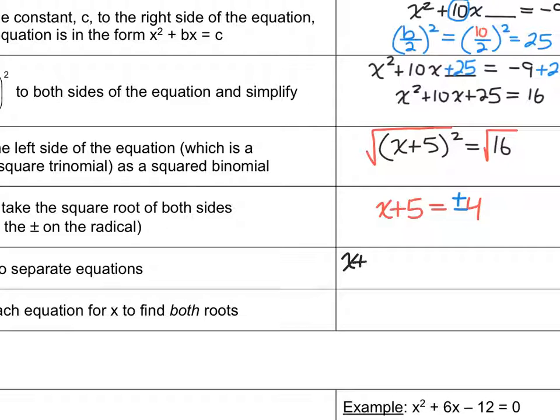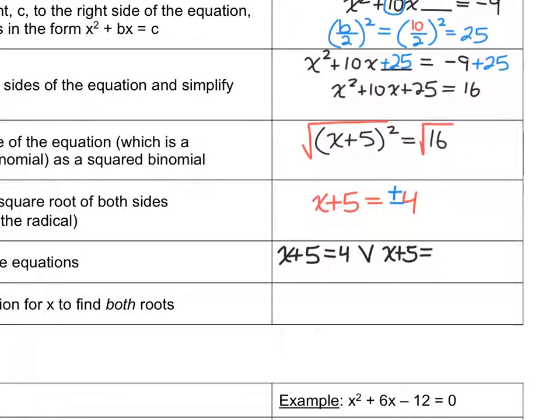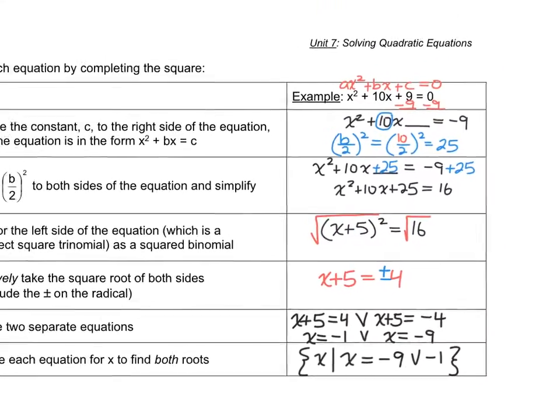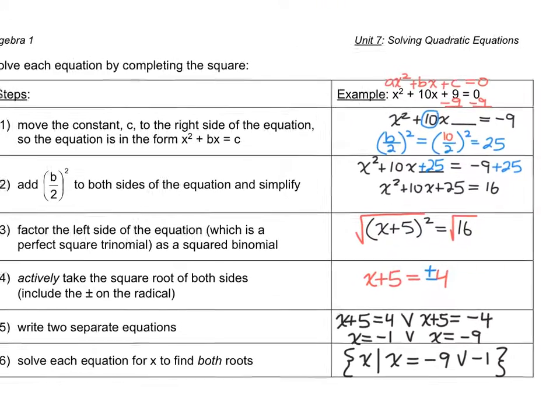We'd have x plus 5 equals 4, or x plus 5 equals negative 4, and solve those. So we're looking at x equals negative 1, or x equals negative 9. So I'd state my final answer, x such that x is, I like to write the more negative one first, negative 9 or negative 1. And that is completing the square algebraically.